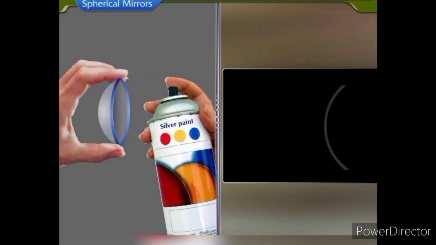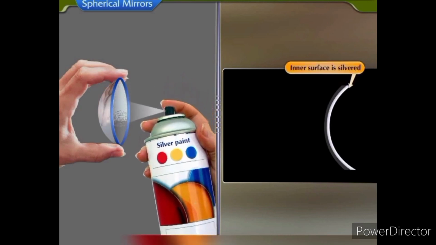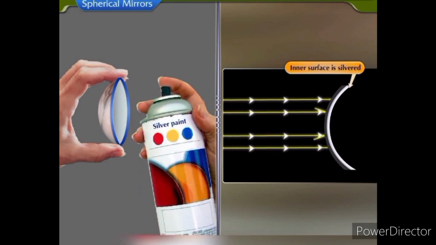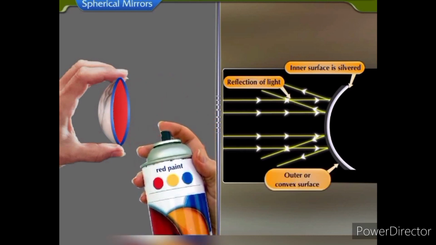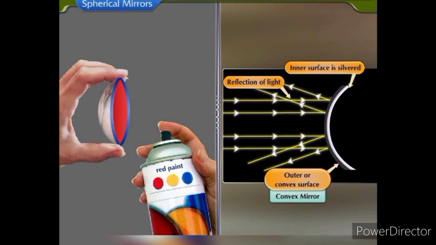On the other hand, a mirror in which the inner surface is silvered so that the reflection of light takes place from the outer or convex surface is called a convex mirror. A convex mirror is also called a diverging mirror.